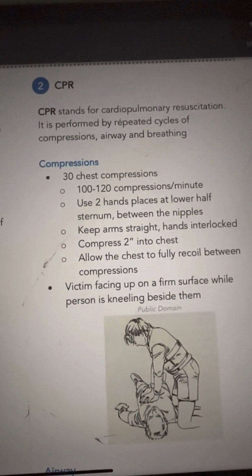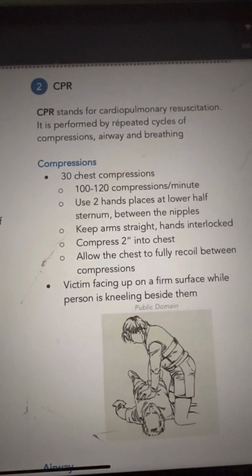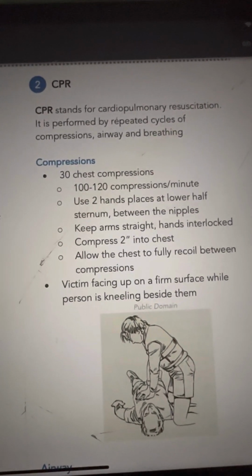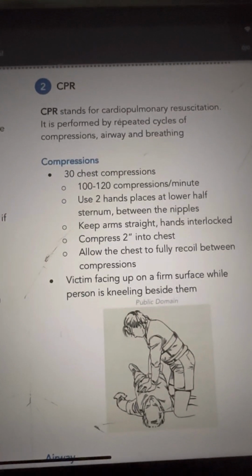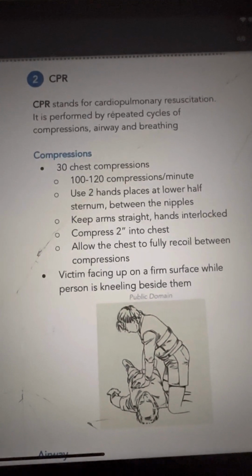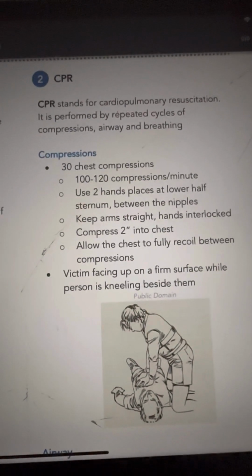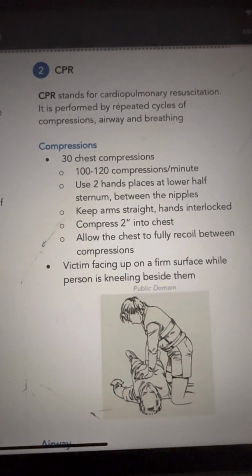Use 2 hands, placed on the lower half of the sternum between the nipples. Keep arms straight, hands interlocked. Compress 2 inches into the chest. Allow the chest to fully recoil between compressions. The victim should be facing up on a firm surface while the person is kneeling beside them.